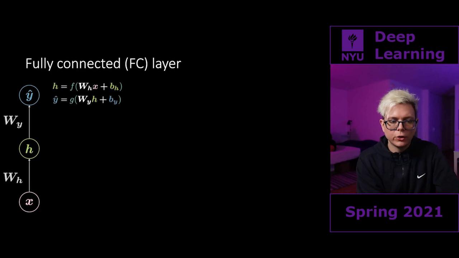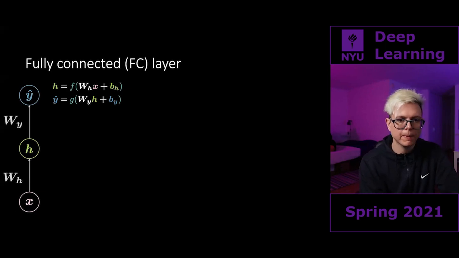So these are the equations, basically the only equations we're going to be seeing. We have that h is going to be my squashing function f applied to the affine transformation of the x, right? And then you have that y hat is going to be this squashing function g applied to the affine transformation of this part here. We already watched and saw this very extensively last time, okay?